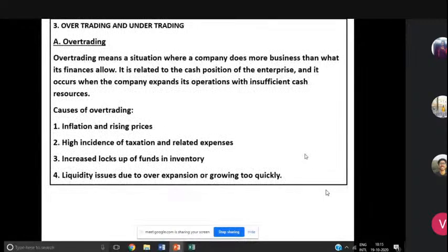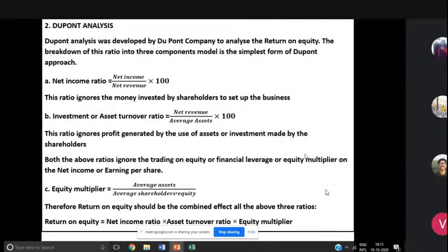Now come to the next subheading. We will come to the example regarding DuPont analysis slowly. Before that, we will complete some more short notes. Then we will come to the MCQ. Under MCQ, I have put a direct question on DuPont analysis. Therefore, don't worry about the numericals on this. We will see today itself. There is time.